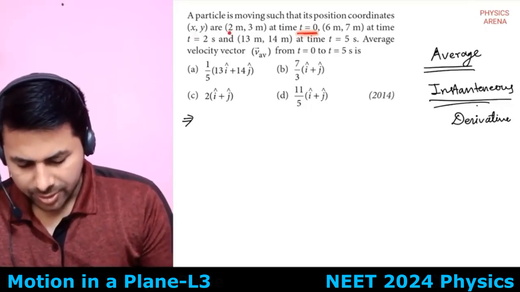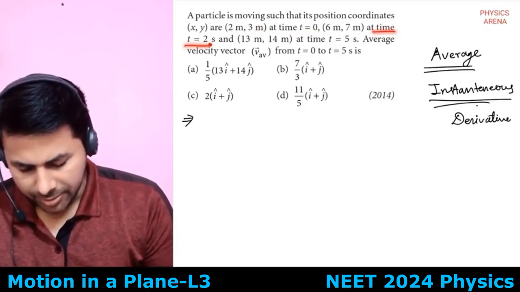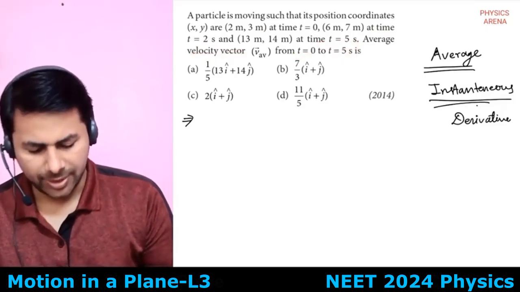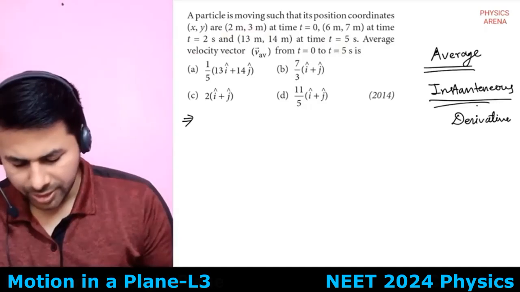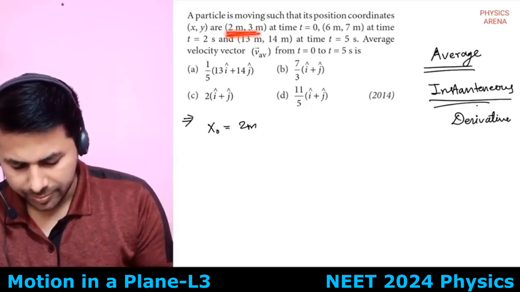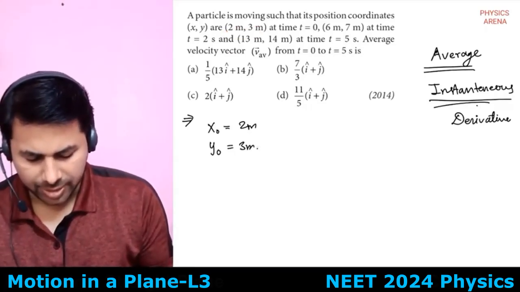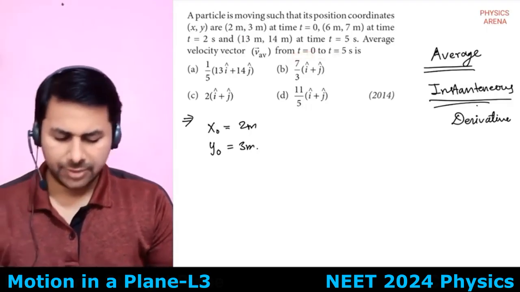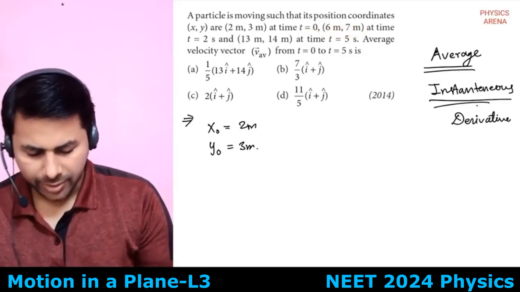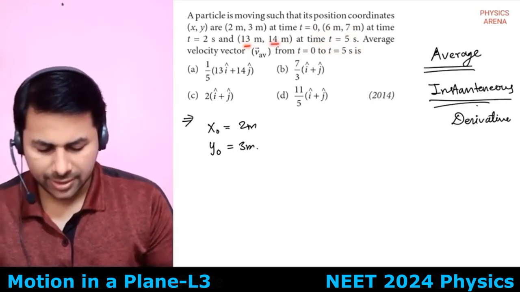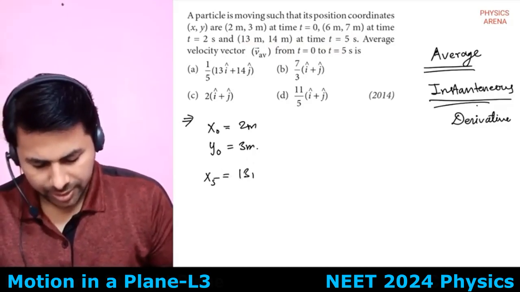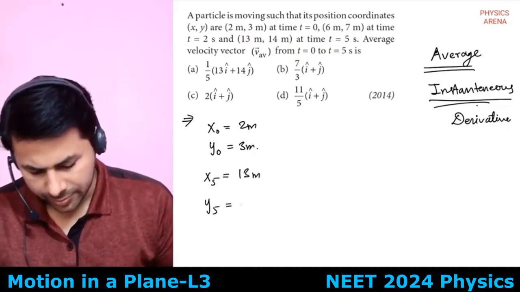So see, positions are given at t equals to 0, then at time t equals to 2 seconds, and at t equals to 5 seconds. Average velocity from t equals to 0 to t equals to 5. This is the question. So positions at t equals to 0: x0 is equal to 2 meters, and y0 equals to 3 meters. And you want average from t equals to 0 to t equals to 5, so you should not consider this one, consider just this one. The positions at t equals to 5: x5 is equal to 13 meters and y5 is equal to 14 meters.